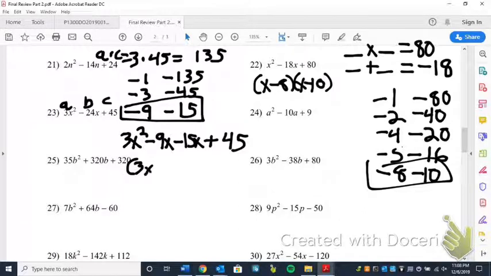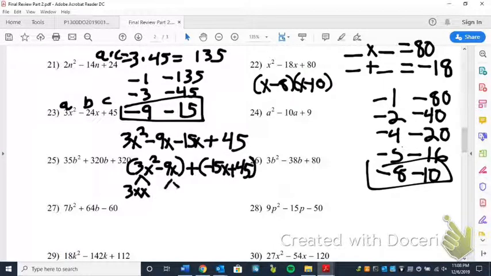So we're going to go 3x squared, we now group, minus 9x plus negative 15x plus 45. Do the prime factorization of 3x squared. We get 3 times x times x. 9x is 3 times 3, so we end up with negative 1 times 3 times 3 times x. That gives us the greatest common factor of 3x and x minus 3 being left over.